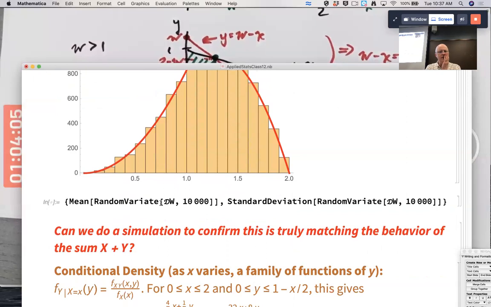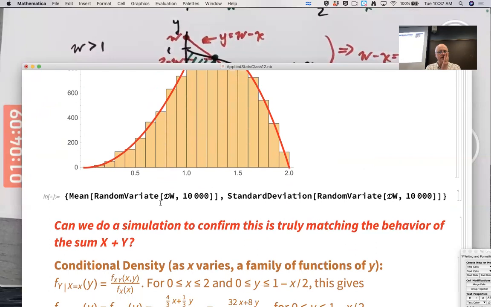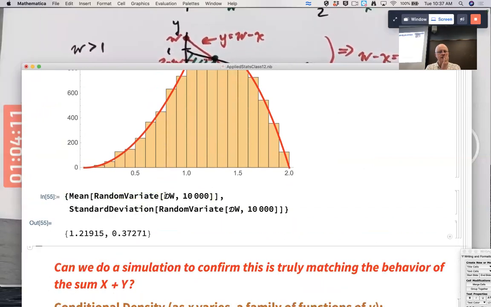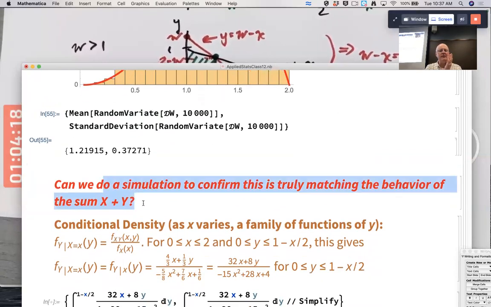The mean should be close to, what was it? 1.2, and the standard deviation should be close to 0.37. That's simulated data there. But here's the kicker. Can we do a simulation to confirm it's truly matching the behavior of the sum x plus y?